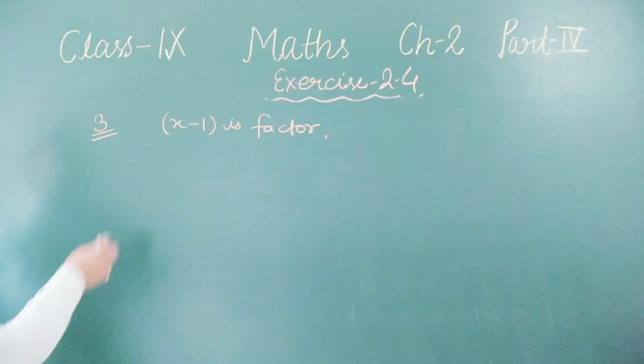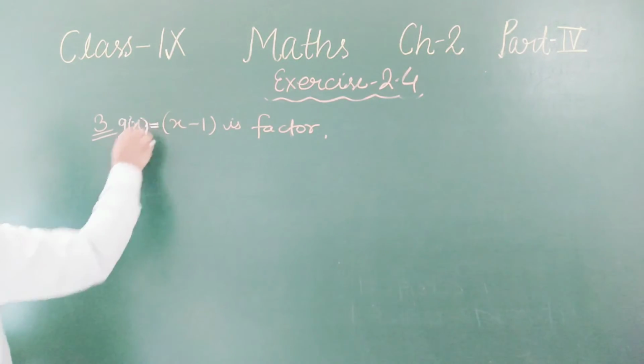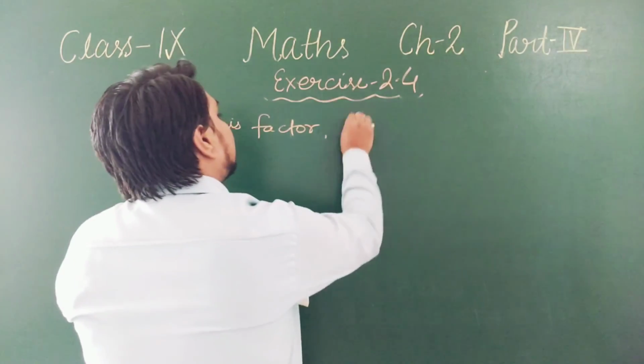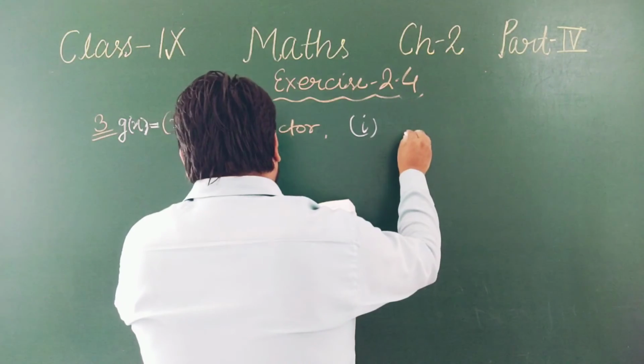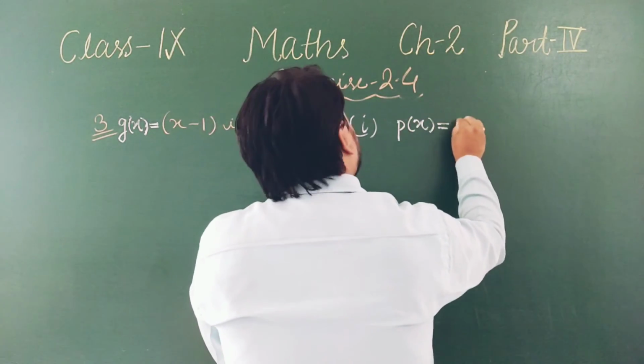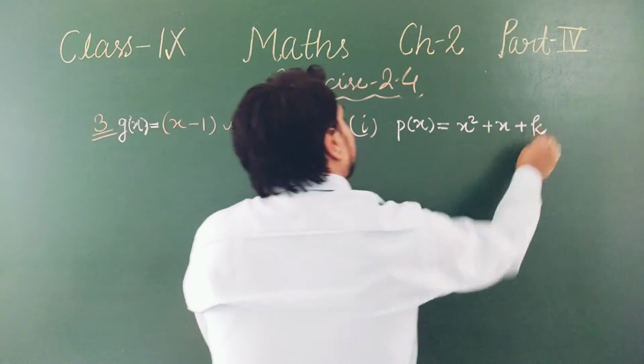So let x minus 1 be g(x), the divisor, and there are the polynomials; a total of 4 parts are there in this question. Let us do the first part. The first part is p(x) is equal to x square plus x plus k.